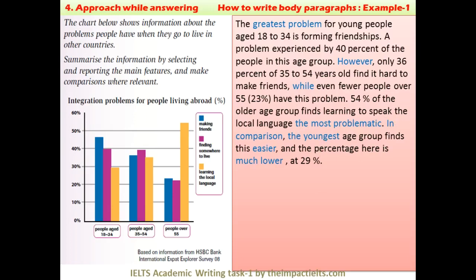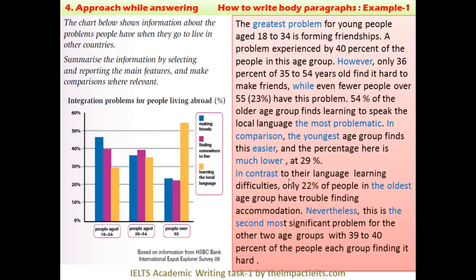Now the second paragraph should start with something, so in contrast to the language learning difficulties, perhaps now they'll talk about some other problems. Only 22% of people in the oldest age group have trouble finding accommodation. So the trend is a bit different, perhaps, in the old age group. These are the old age groups. So this is learning the local language. So in contrast to this, for them, finding accommodation is the lowest problem. So that in contrast can be justifiable here.